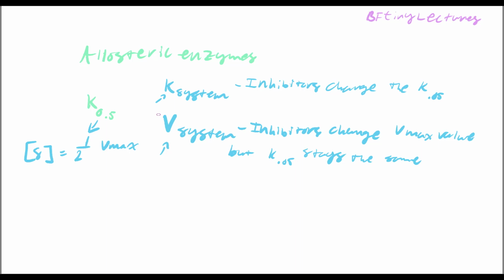Okay, actually the velocity changes, but the K0.5 value stays the same. And you could just tell by the letters right here. So that's pretty simple. We will now be talking about homotropic effects and heterotropic effects.